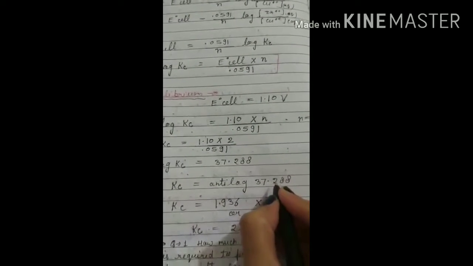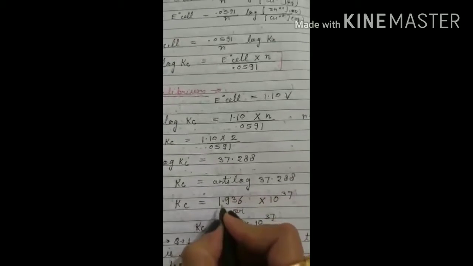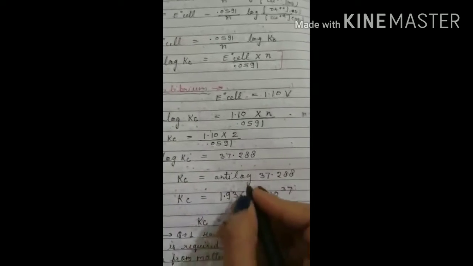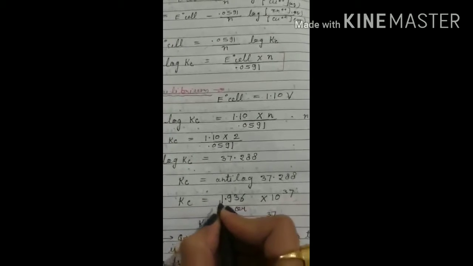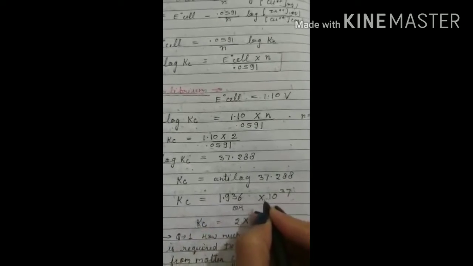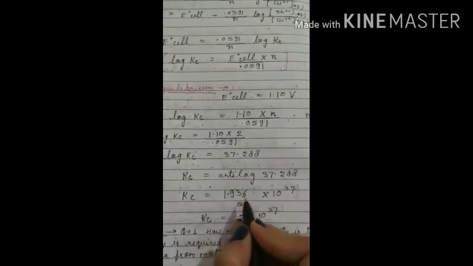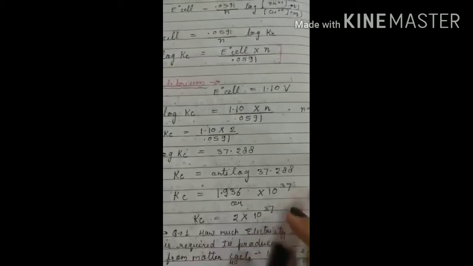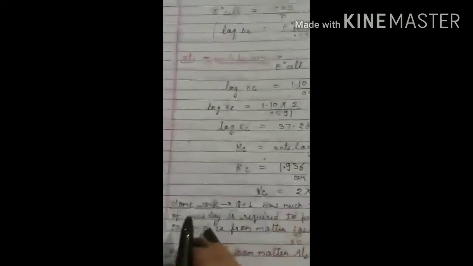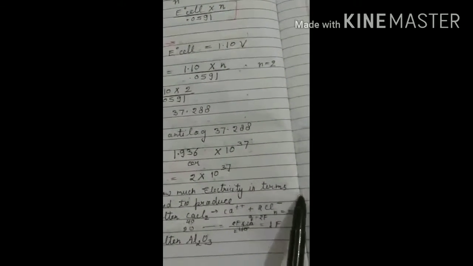And you open the antilog table and see the value 0.288. You will get the number 1936, and the decimal is always put after one place. So we get the number 1.936 into 10 raised to the power 37. Or, in approximation, we can write Kc is equal to 2 into 10 raised to the power 37.